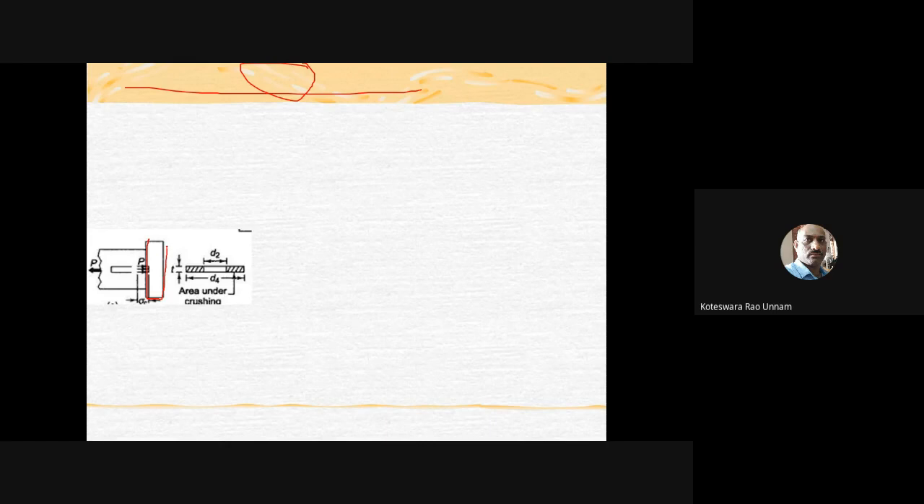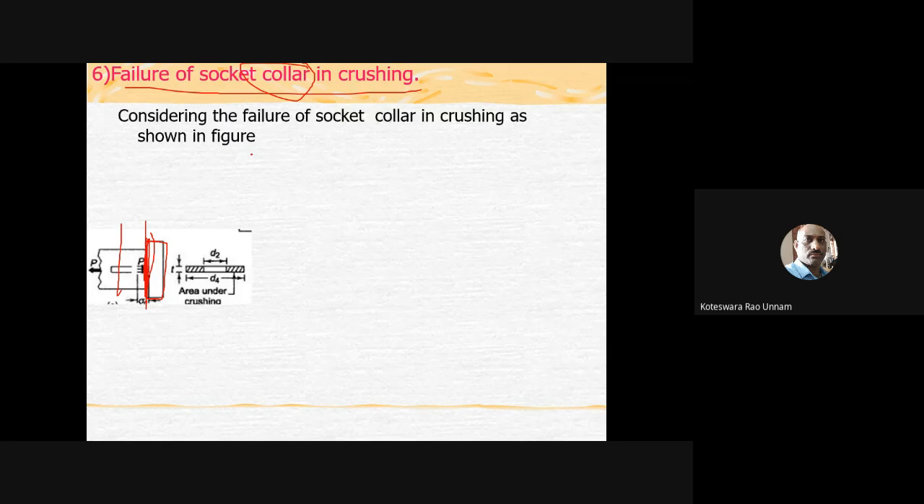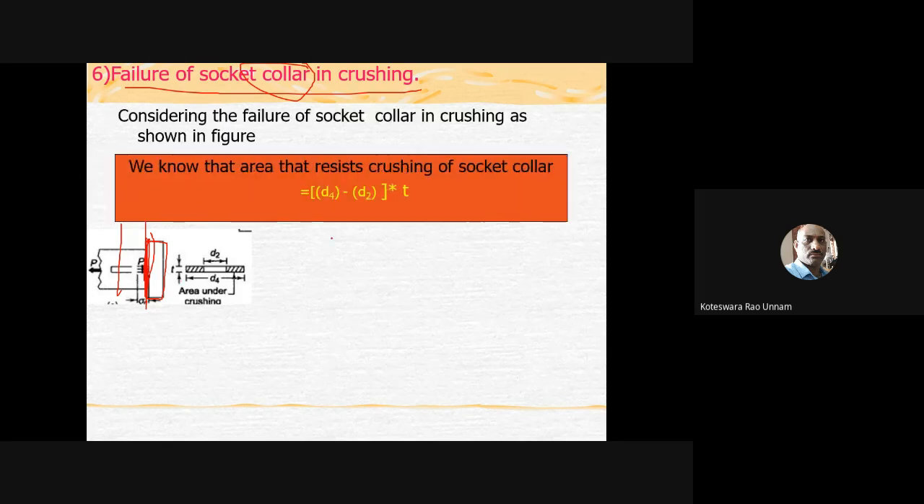We need to consider what is a crushing failure. So why is it a crushing failure? Because you are inserting a cutter here. There is a rubbing action between this collar and this cutter. So to avoid that failure, the bearing stress or compressive stress is going to be the criteria. So the crushing stress or bearing stress we have to use to find out the failure criteria for this socket collar.